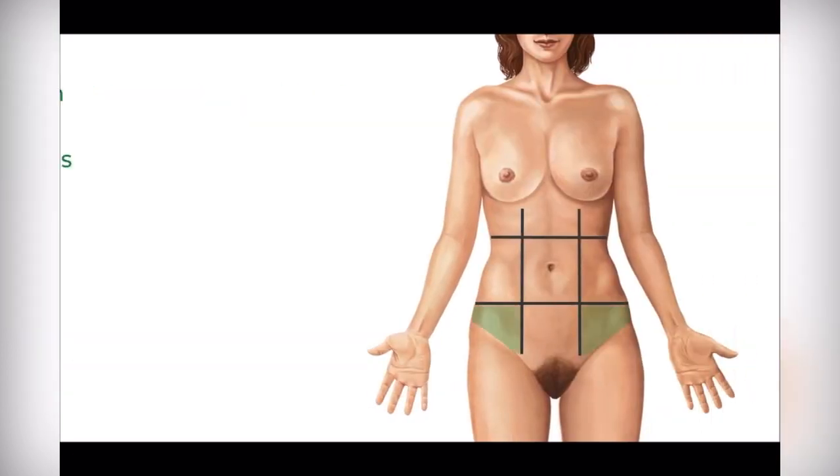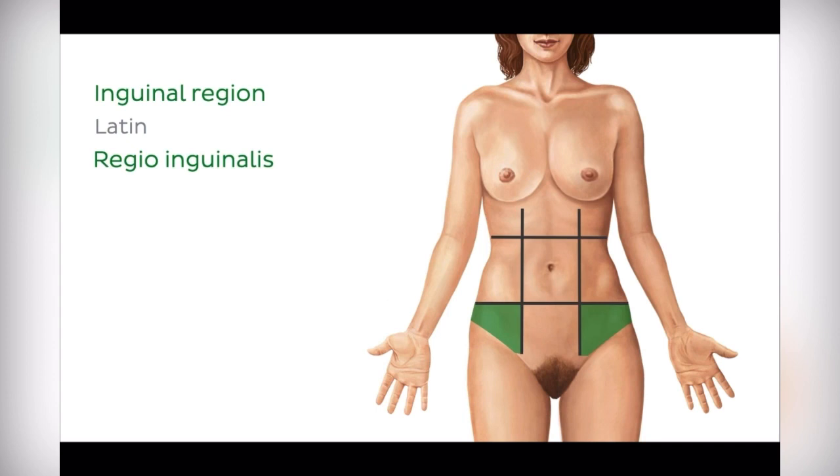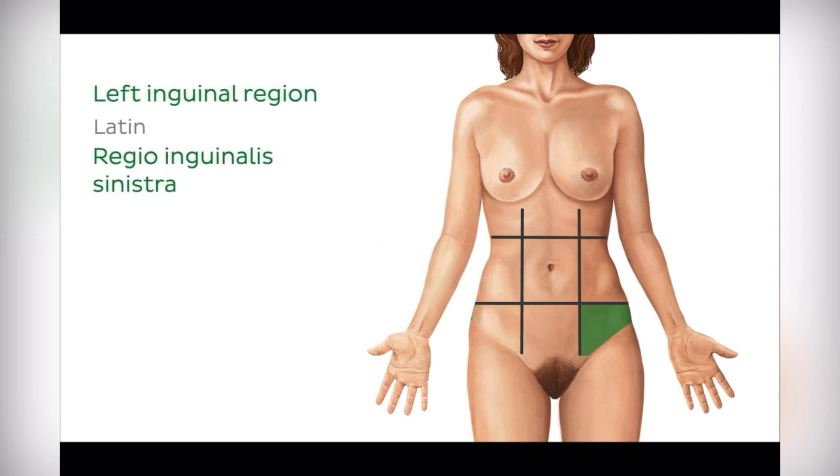Moving inferiorly, we meet the inguinal region, which is named after the inguinal canal and ligament. It lies just inferior to the intertubercular plane and can be divided into the left and right inguinal regions. First, let's take a look at the left inguinal region.